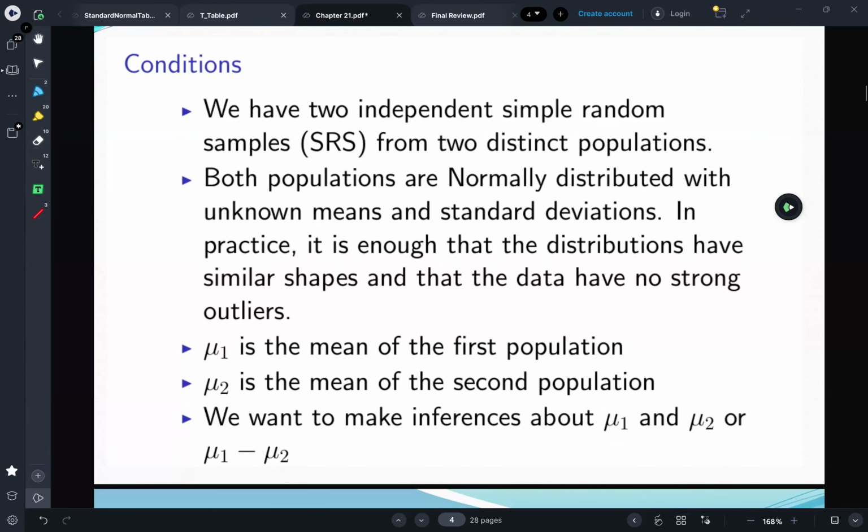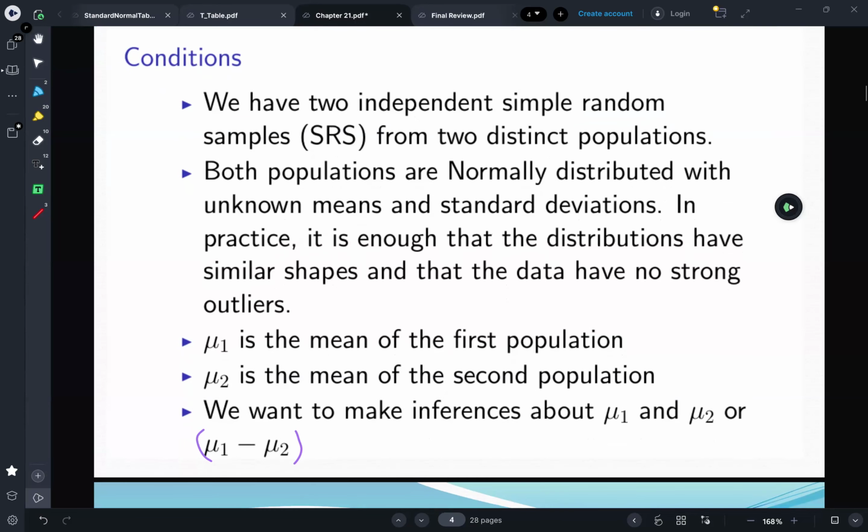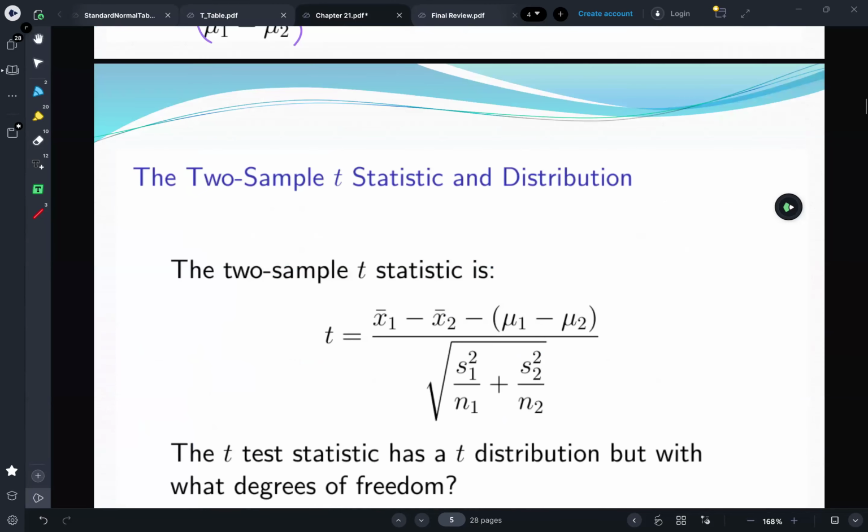And we want to make inferences about the difference. So here's the difference right here. We usually put brackets around them. So mu1 is the mean of the first population. Mu2 is the mean of the second population. And this is what it looks like.